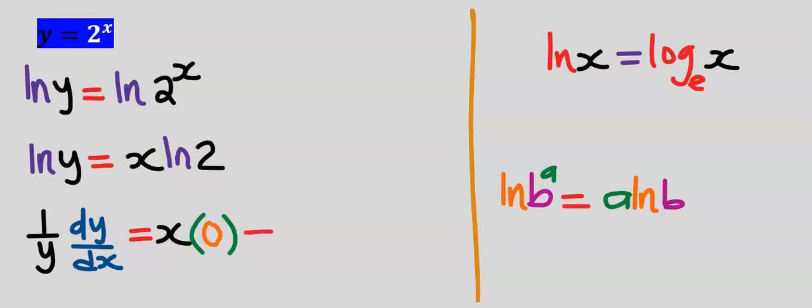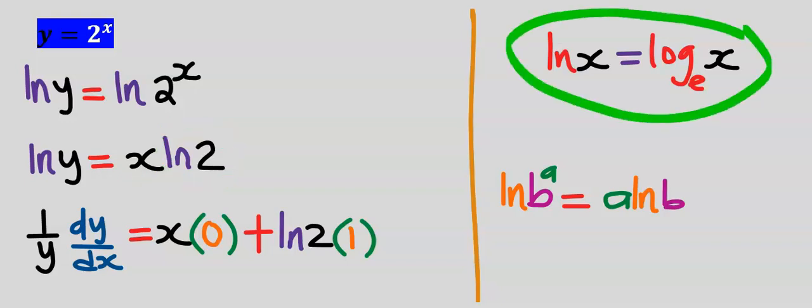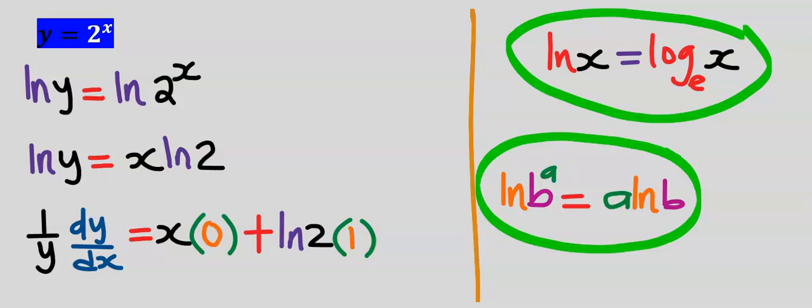Next, we are going to put a plus according to the rule of product functions. Next, we are going to keep the natural log of 2 constant. Next, we are going to differentiate x. When you differentiate x, you are going to get 1. Remember, the knowledge of these rules will help you to solve this problem.